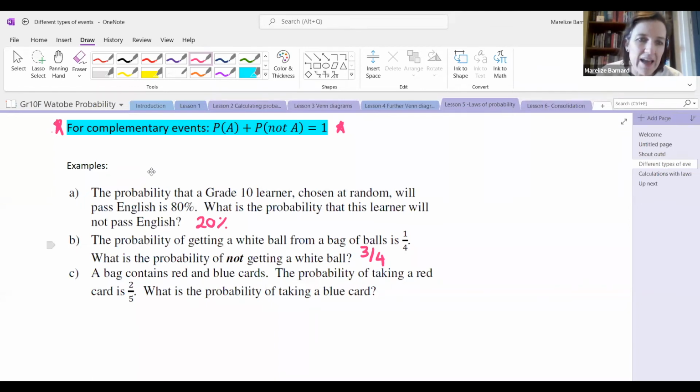Okay, last one. A bag contains red and blue cards. The probability of taking a red card is 2/5. What is the probability of taking a blue card? Pop it in the chat. 3/5. Let me just see some questions.